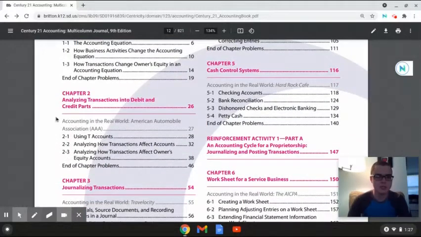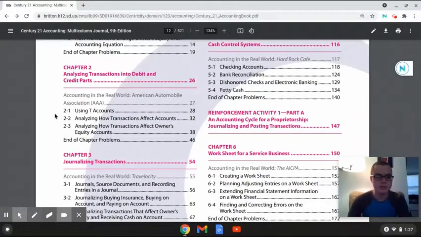Next, we'll be moving on to Chapter 2, where we'll be learning about how to analyze transactions into debit and credit parts. So we'll be learning about how to use T accounts, analyzing how transactions affect accounts, and analyzing how transactions affect owner's equity accounts.